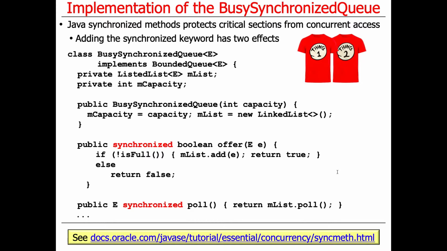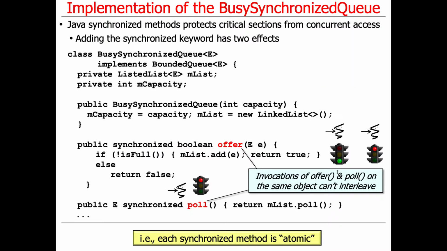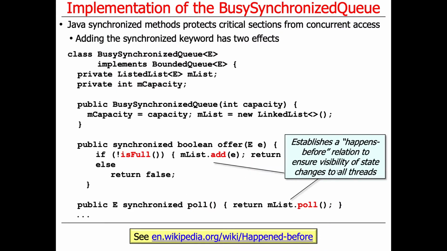Adding the synchronized keyword has two effects in Java. The first thing it does is it makes sure that you can't end up with race conditions, because when offer is running, poll is not running, and vice versa. So each of these methods executes atomically from the point of view of the effects that they have. When someone's in the critical section, nobody else can be in there.